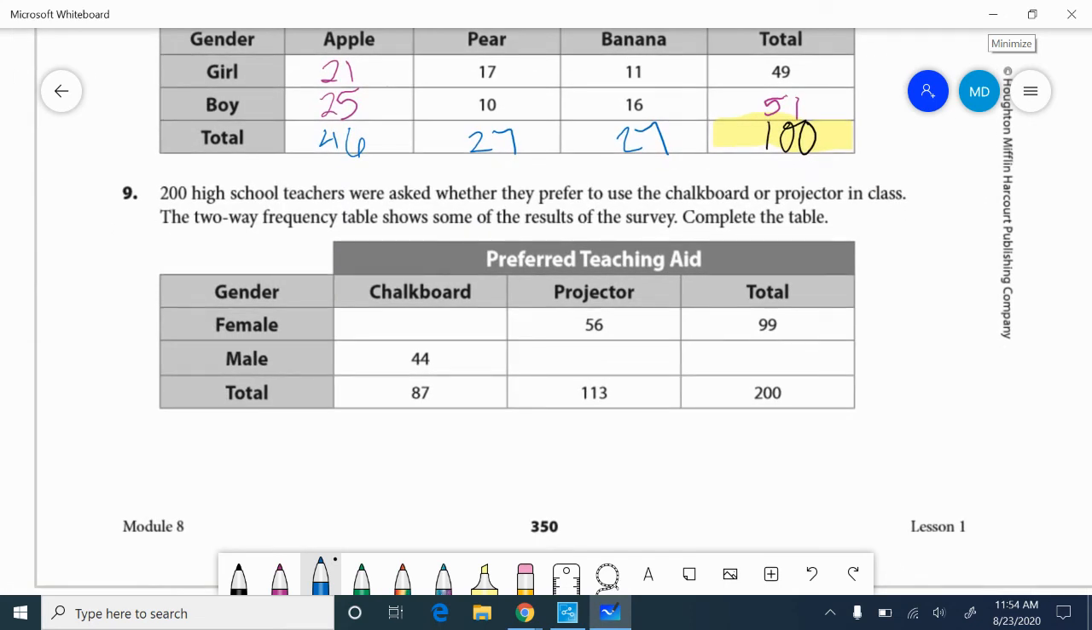Number 9, 200 high school teachers. Oh, wow, that's a lot. That's right there. They already got that number in for us. We're asked whether they prefer to use the chalkboard or the projector in class.